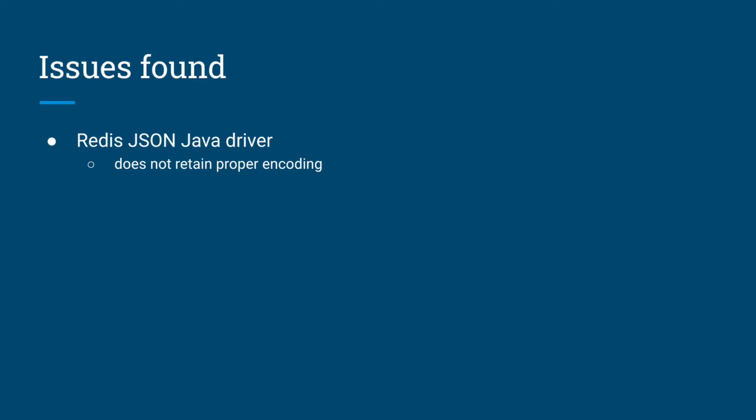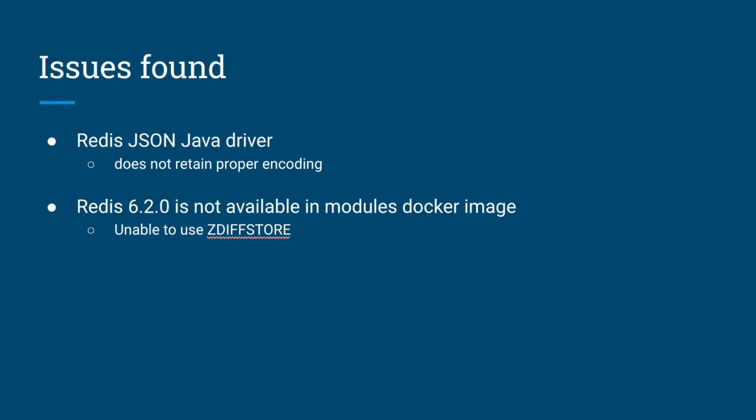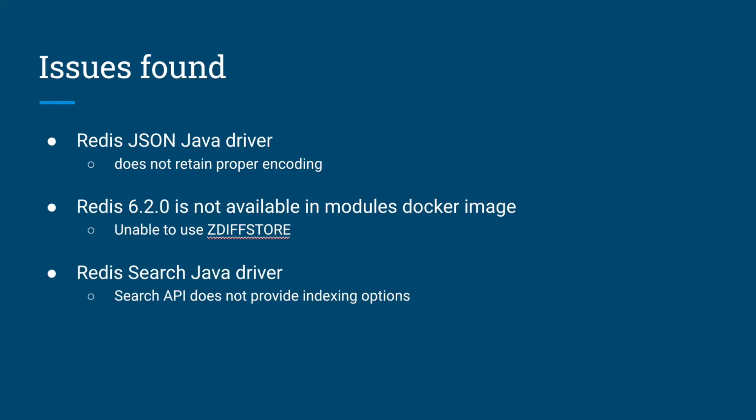I encountered three issues during the hackathon. First, the encoding issue with the Redis JSON driver, the unavailability of Redis 6.2.0 in the Docker image, and the limitation of Java APIs for Redis Search. Now let's see the application in action.